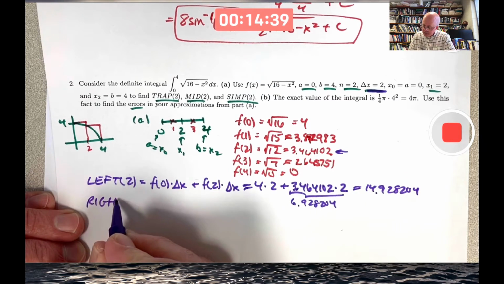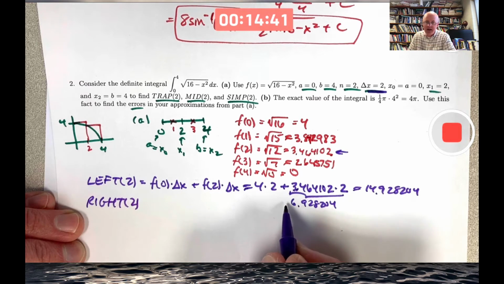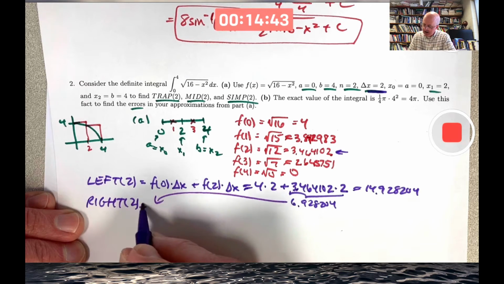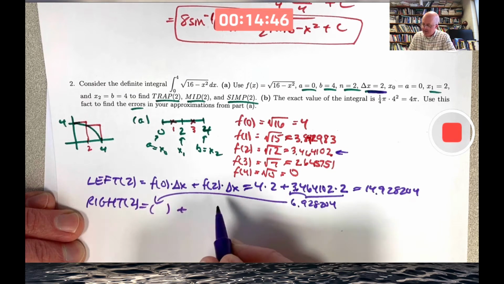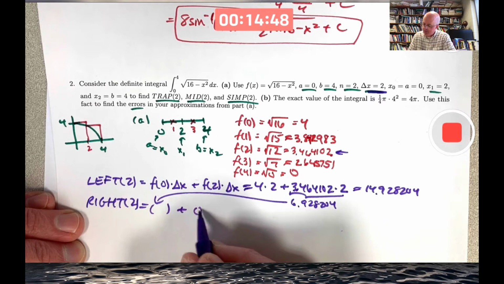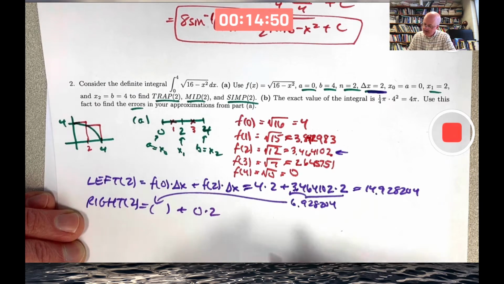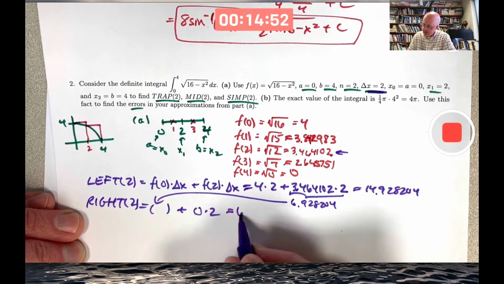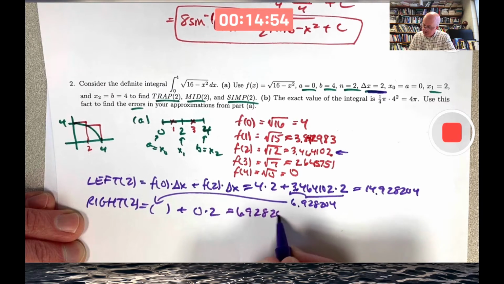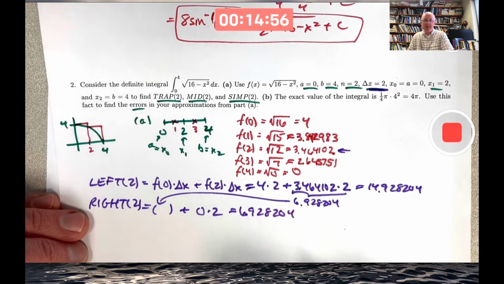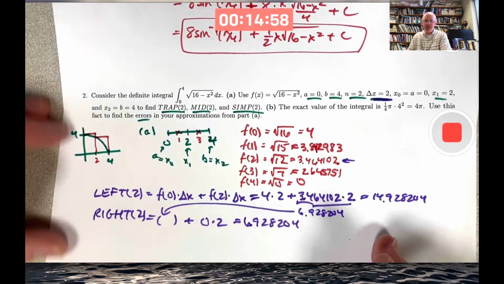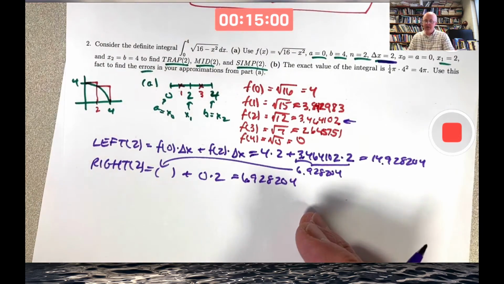Right 2, we'll take this value here and add on f of 4 times delta x, but f of 4 is 0. So we're just going to get 6.928204. Okay? The left-hand sum is going to be too big. The right-hand sum is going to be too small.